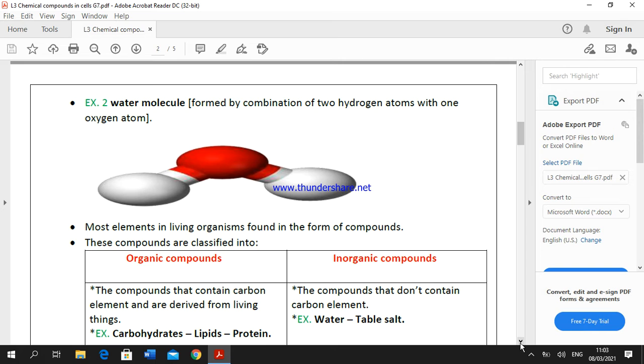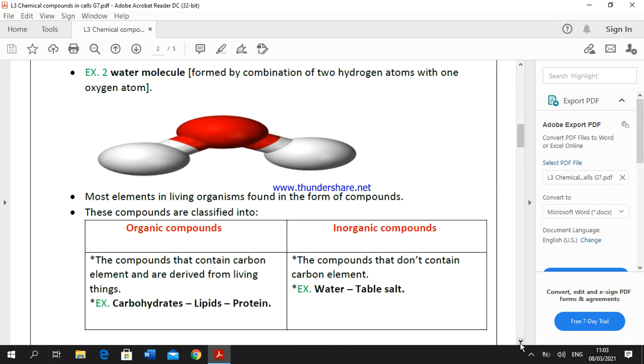Organic compounds are compounds that contain the carbon element in their composition and are derived from living things. Examples of the famous organic compounds: carbohydrates, lipids, proteins. While inorganic compounds are compounds that don't contain the carbon element in their composition. As water, we know that the symbol of water is H2O, so it doesn't contain carbon.